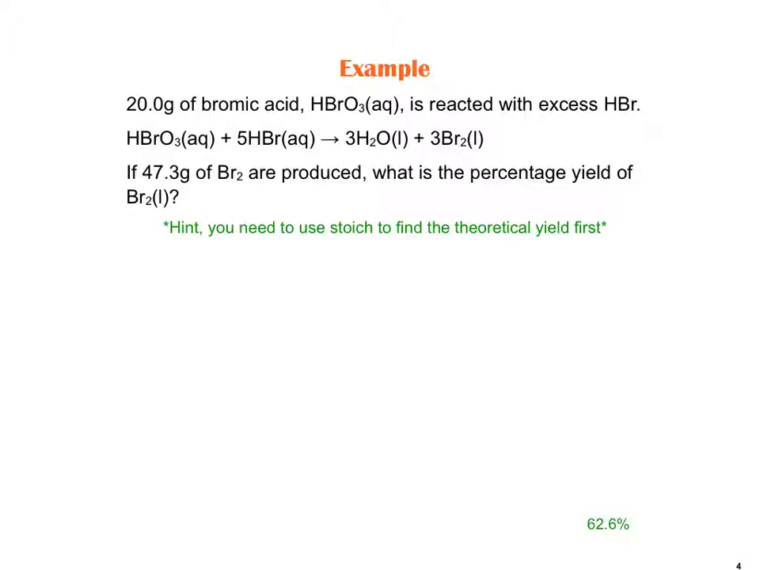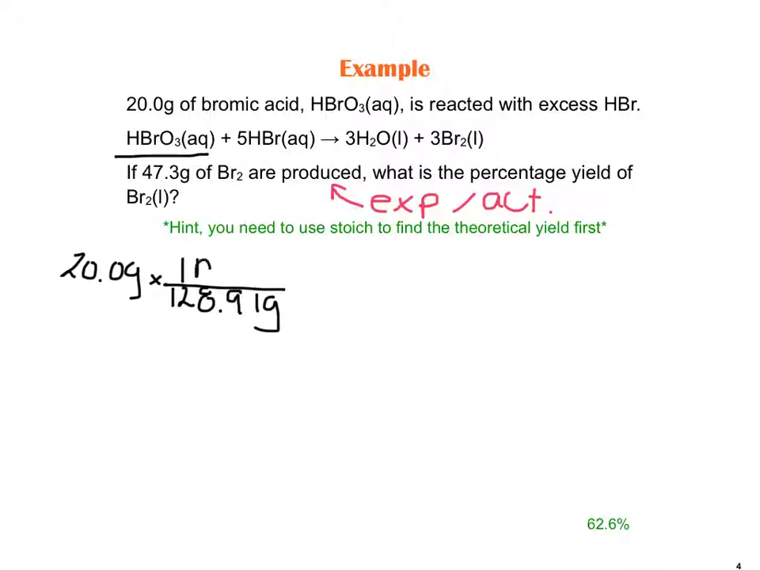20 grams of bromic acid, HBrO3, is reacted with excess hydrobromic acid, my bad. If 47.3 grams of bromine are produced, what is the percentage yield of Br2? So this is our experimental or our actual. Both mean the same thing. So we need to find our theoretical, and to do that, we need to do our stoichiometric calculations. So starting with what we know, we're talking about bromic acid. So this guy here, we have 20 grams times its molar mass is 128.91 grams per 1 mole.